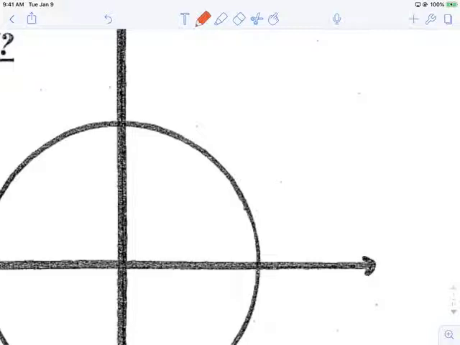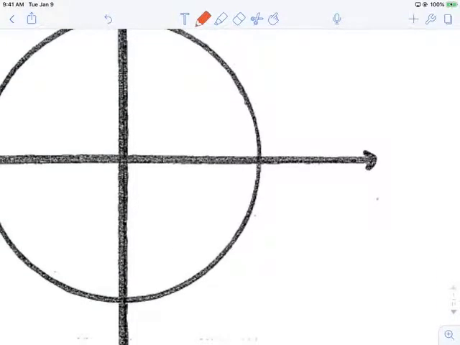5, -2. So x is positive 5, y is -2. So -2 maybe is right here. X is 5, so maybe it's right here. And so you have this vector right here. Okay. And let's see what we're asked to do. Find the 6 trig functions.